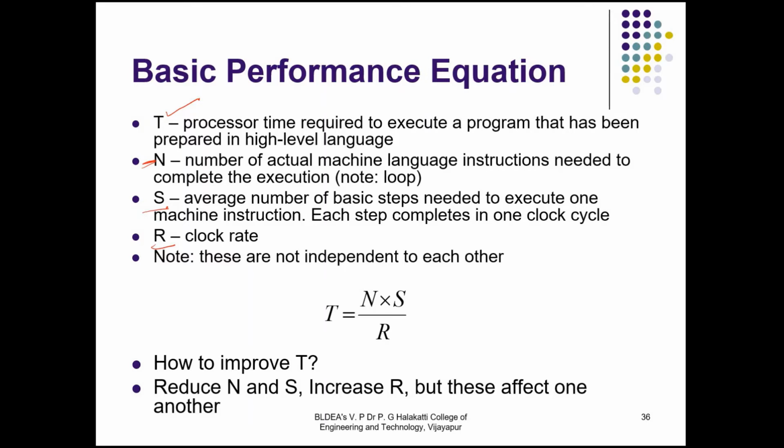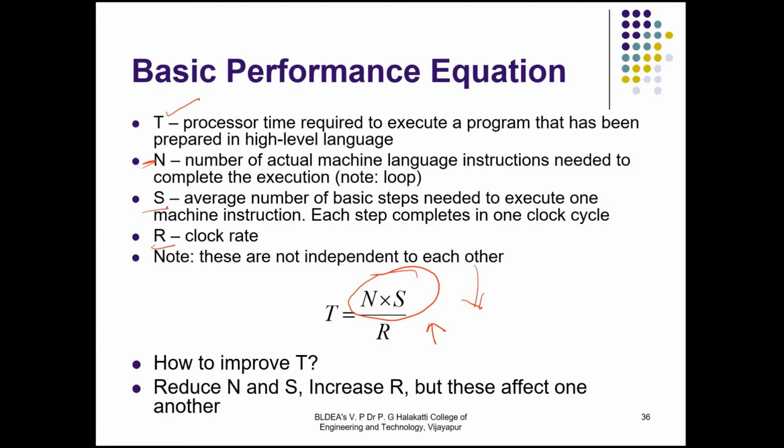Looking at the equation, we can say that to achieve high performance, the computer designer must seek ways to reduce the value of T. That is, if the value of T is less, then the performance is better. It means that I need to reduce the numerator value, that is N and S. I have to reduce them, and I have to increase R.